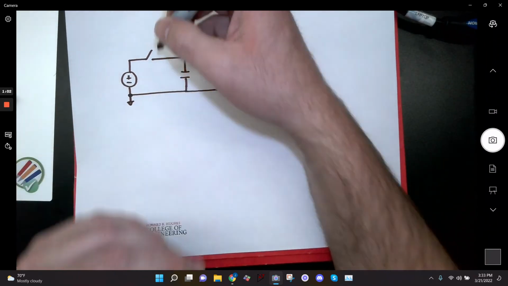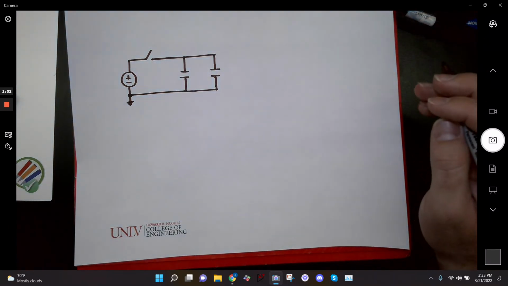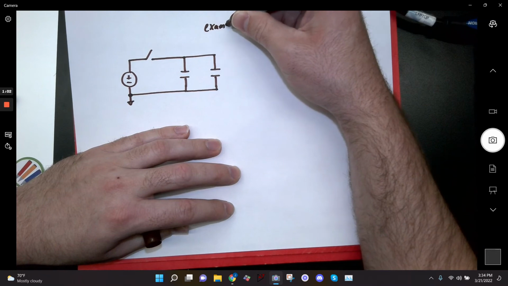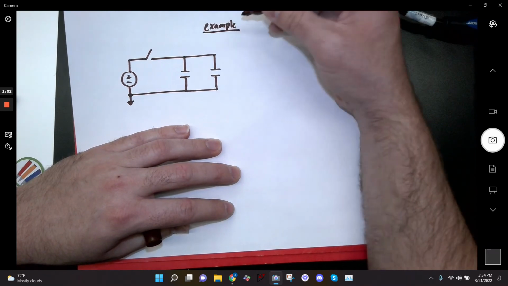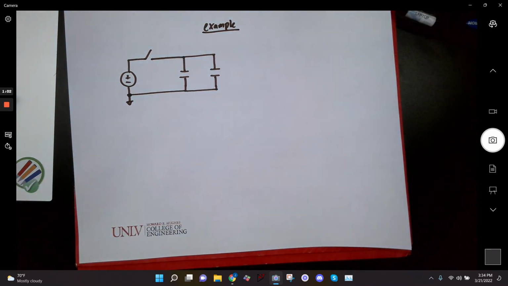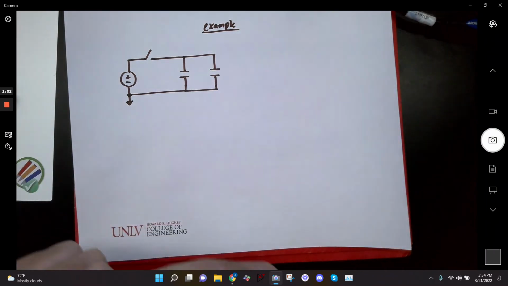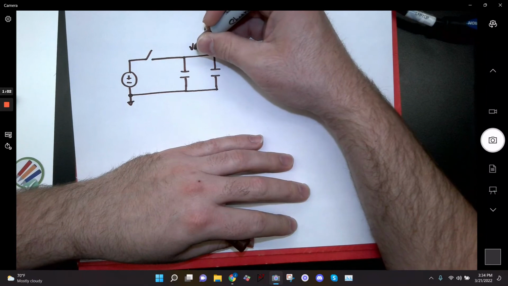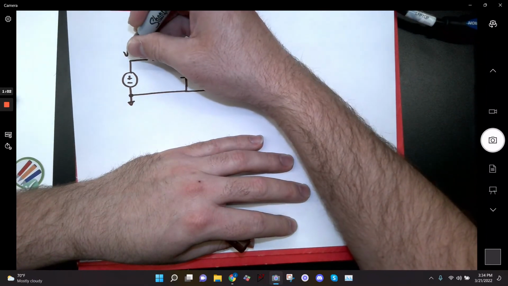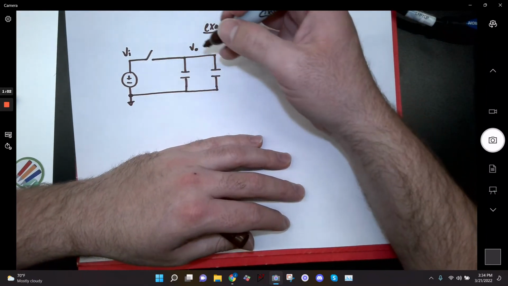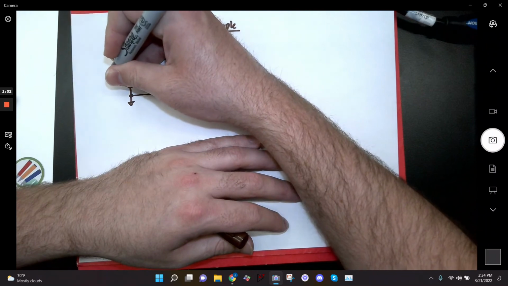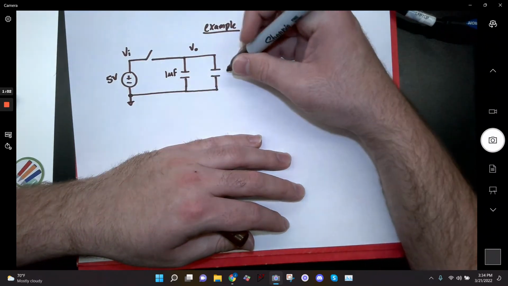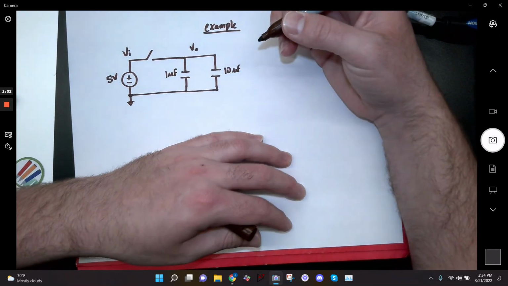Another thing we're going to talk about in this section is initial conditions in LTSpice. So in LTSpice, you can set initial conditions on your circuit. And what I mean by initial conditions is let's say I called this node V0 and I call this node VI, or VO, VI, V in, V out. Say this is 5 volts. Let's say this is 1 microfarad and this is 10 microfarads.